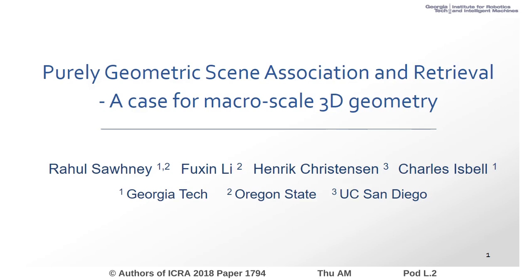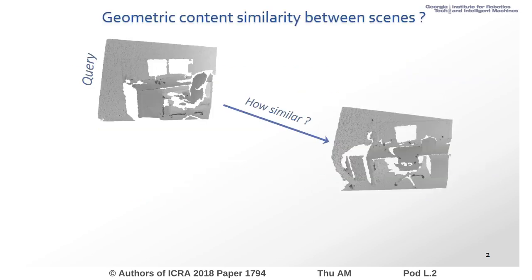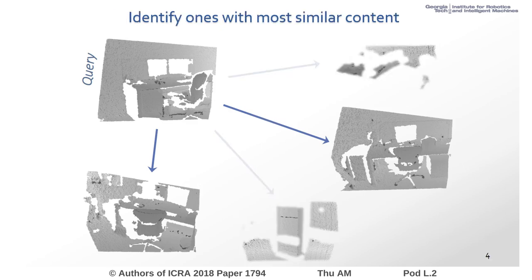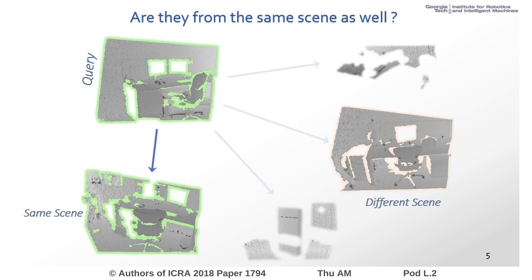We present an approach for evaluating geometric content similarity between 3D point sets or range images for indoor or structural type settings. We quantify how similar two given 3D point sets are. Amongst a given set, we identify the most similar views. We further ascertain whether the similar views pertain to the same physical scene or not.